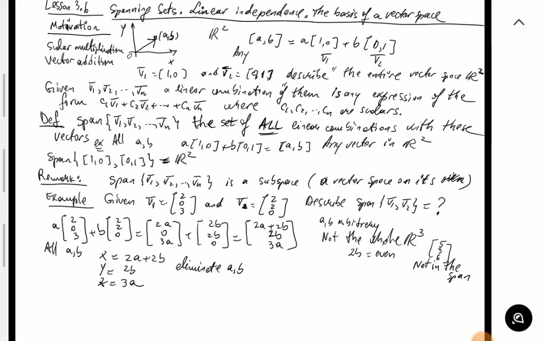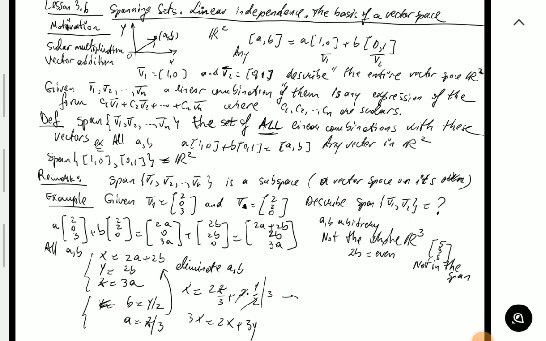Easiest thing is to just get y by itself, let's say b by itself as y over 2, get a by itself as z over 3, and then plug them into the first equation. So that gives you x equals 2 times a, which is z over 3, plus 2 times b, which is 2 times y over 2. You can cancel the 2, you can multiply by 3 to eliminate the fraction.